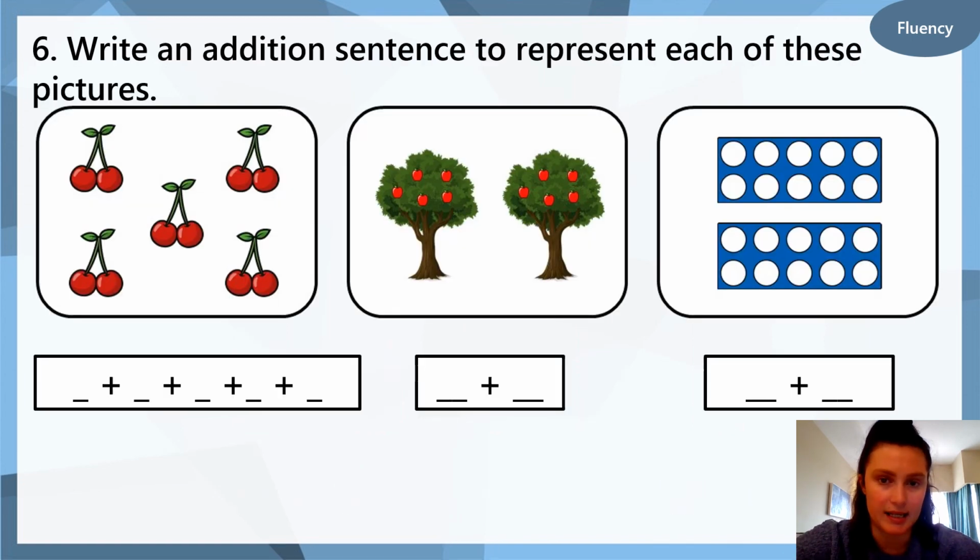Okay, question 6. I have 3 pictures. I have some cherries, I have some apple trees, and I have some pneumacon. I want you to look at each of the pictures and write your own number sentence to tell me what it shows. So for number 6, I've shown you at the bottom how many numbers should be in each one. For number 6, I should see 3 number sentences showing me an addition sentence for the cherries, the groups of cherries, the groups of apple trees, and the groups of pneumacon.